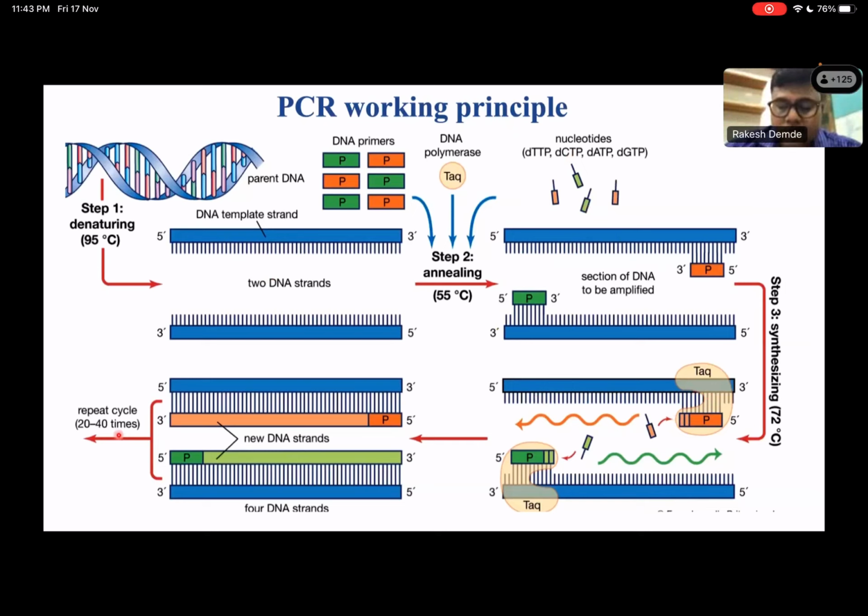So this cycle undergoes 20 to 40 times. And for all the molecular tests, the first step is PCR. We have to amplify a region of interest, and then we check on the downstream other pathways like Sanger, next generation sequencing, real-time PCR, or conventional PCR.